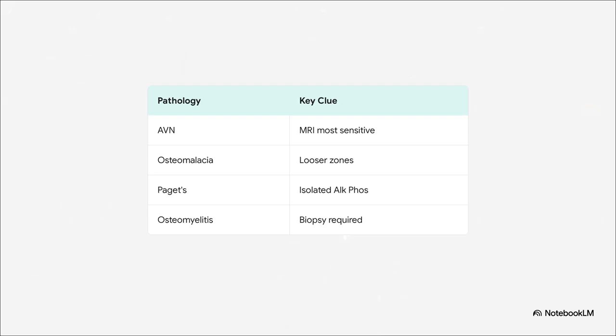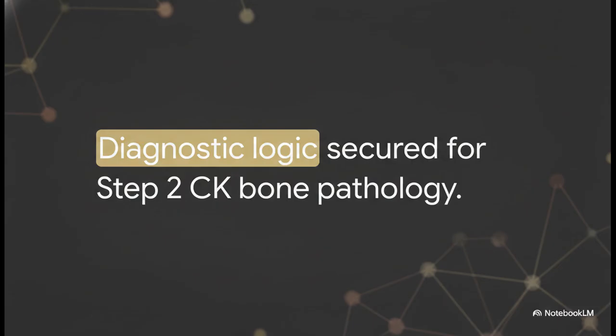And finally, osteomyelitis. The history gives you the bug, and the workup goes from ESR and CRP to plain film over to MRI, definitively ending in a bone biopsy. And that completes our clinical algorithm. Diagnostic logic secured. You now have the exact branching pathways to evaluate bone pain, isolate the underlying pathology, and confidently pick the correct next best step. You are completely ready to tackle these on Step 2 CK.